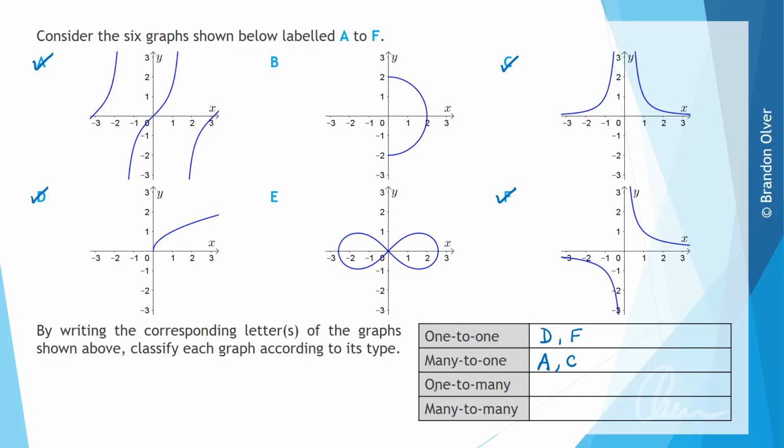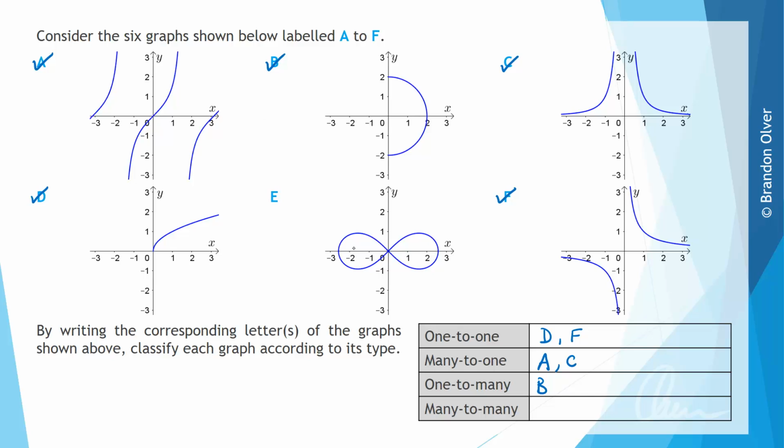Next, we want to look for a graph that is one-to-many as a relation. So that means one x value gives many y values. So if we consider the x value of 1, we can see that it produces this y value and this y value. So one x is going to many y's. So that means that B is a graph that shows a one-to-many relationship. And that is the only one of these 6 graphs that is a one-to-many relation. So we've now ticked off option B as well.